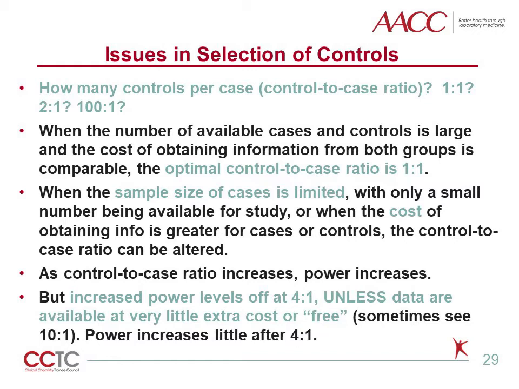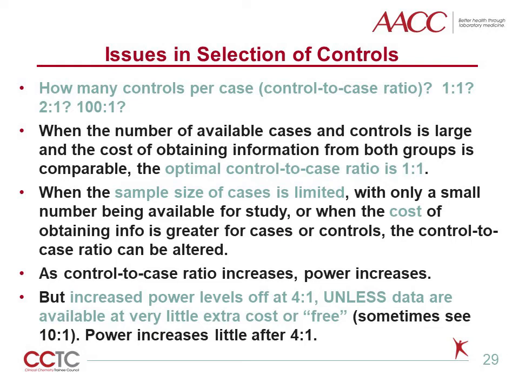If your sample size of cases is very limited, for example, you have a very rare outcome that even if you work for 2 years to get the cases at multiple hospital sites, you can only still get a limited number of them. Or when the cost of getting the information is greater for the cases than the controls, then the control to case ratio should be altered and you should increase the number of controls per case. And as that control to case ratio increases, your power will increase. But that increased power really levels off at 4 to 1. So 1 to 1 is ideal, but you can go up to 4 to 1 and you will increase the power of your study.